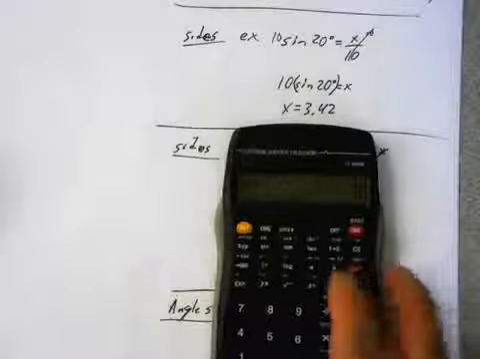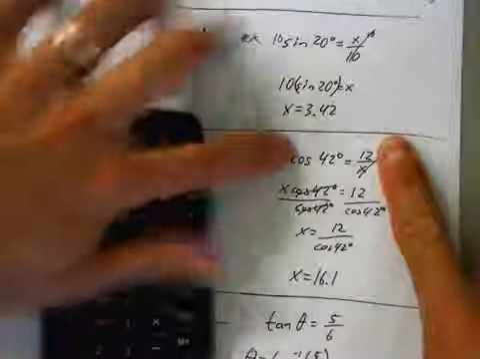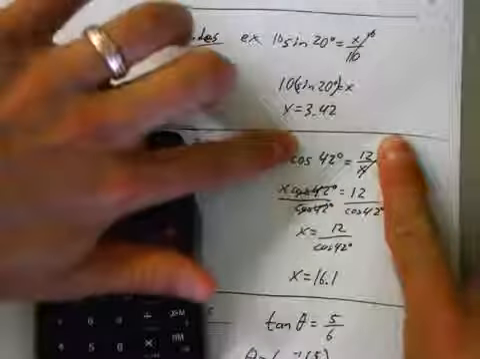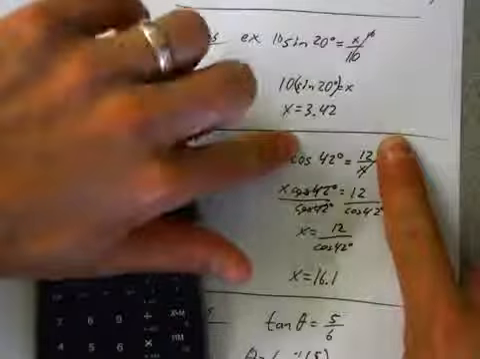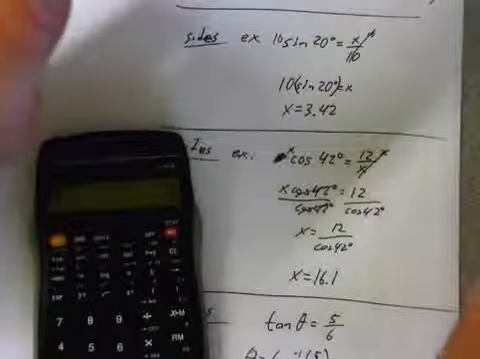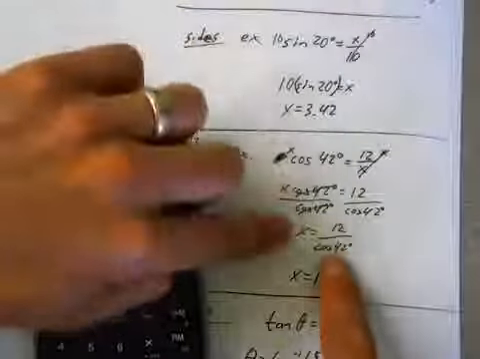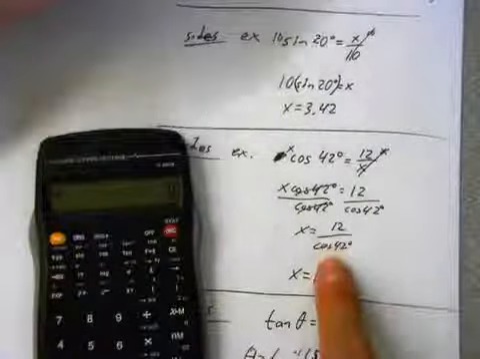Okay, now, what happens when, well, let's cover this up just because I didn't start this right from there. I started from here. Cos of 42 is equal to 12 over x. When x is on the bottom, I multiplied both sides by x. It cancels out. The x comes up over here. I divide both sides and end up with this. So x is equal to 12 divided by cos of 42.